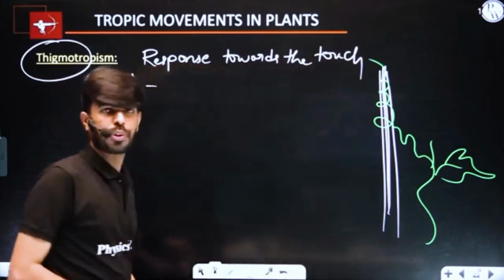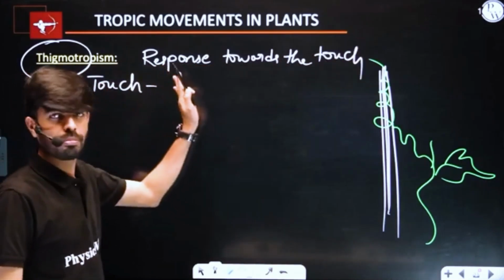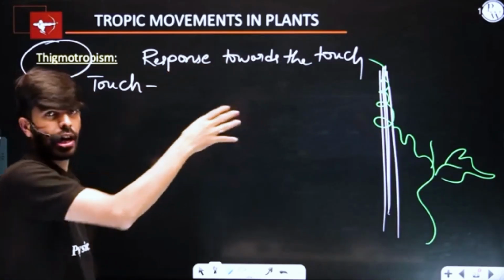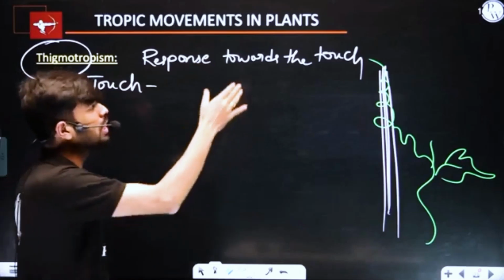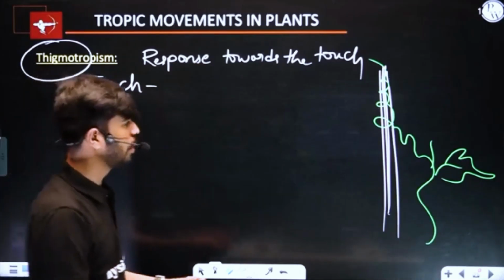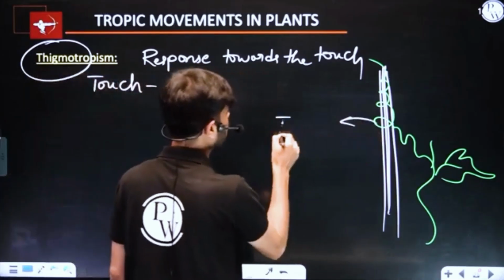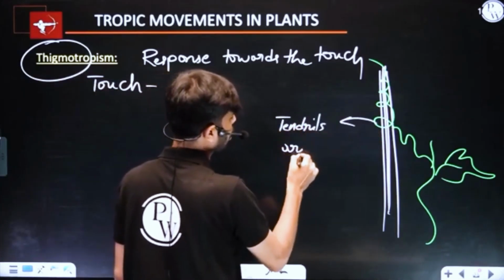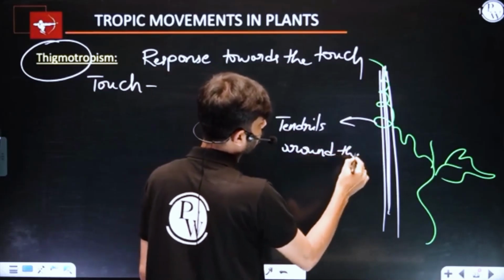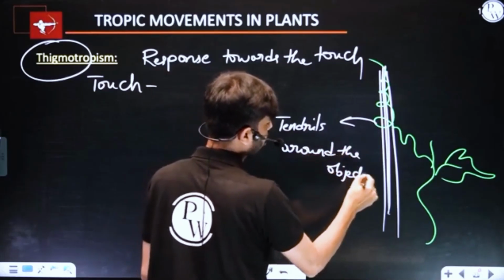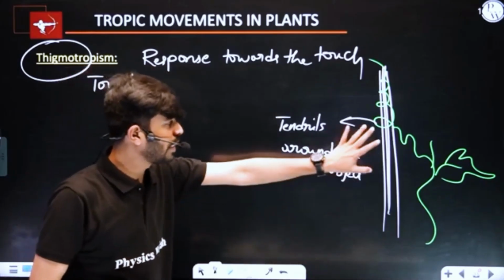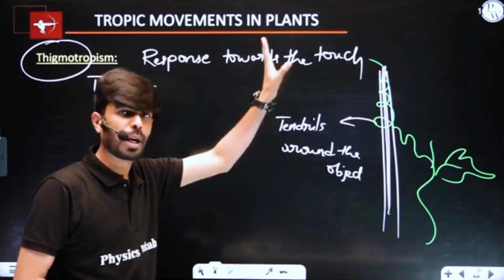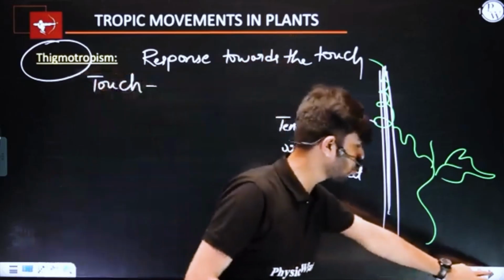So how can you define this? Thigmotropism is nothing but a movement of a plant towards the touch, or the response of plant parts towards the touch is called thigmotropism. Examples: growing of tendrils around the object. Okay? Around the object. If there is an object, once that particular tendril touches the object, it starts to grow around it. So it keeps getting support. This we call thigmotropism.